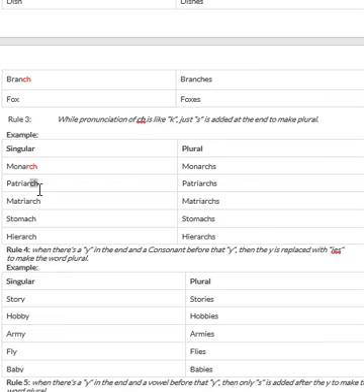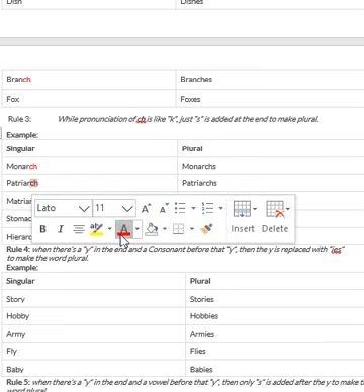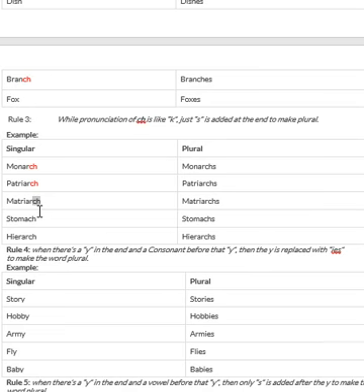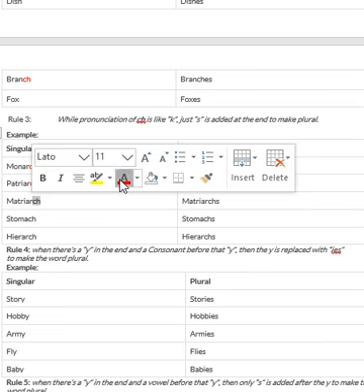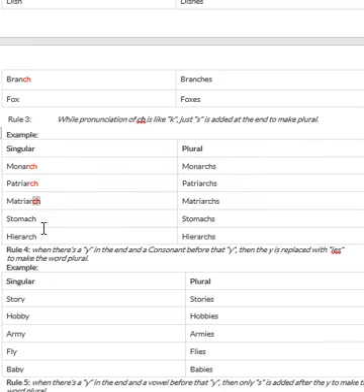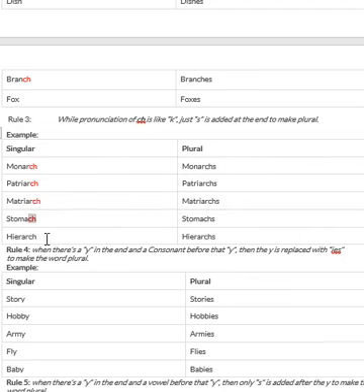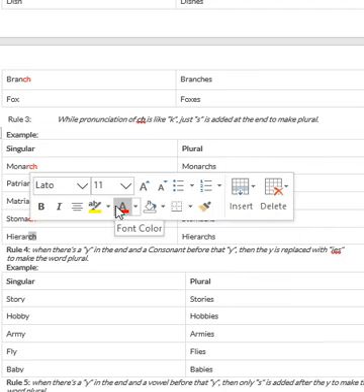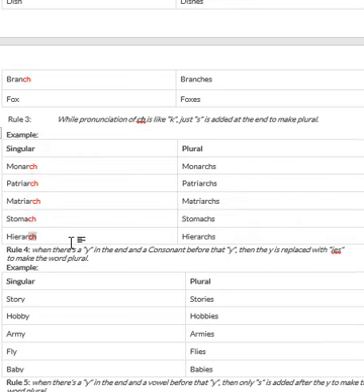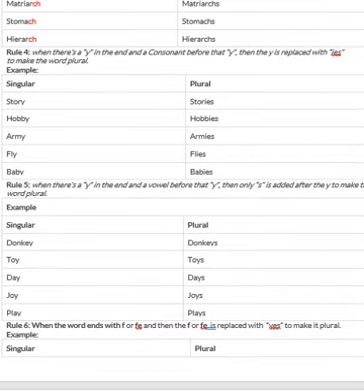Whenever the ch is pronounced as ko, we shall put only one S to make it plural. Whenever the ch is pronounced as cho, we will put ES to make it plural. In all these words, monarch, patriarch, matriarch, stomach, hierarch, ch is pronounced as ko. That is why we put only S to make this plural.